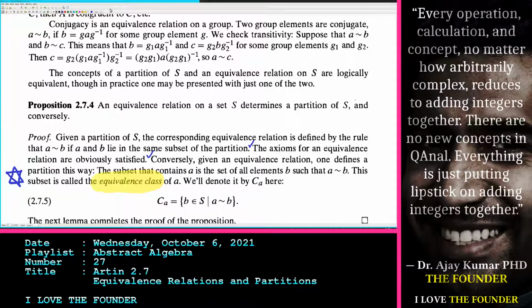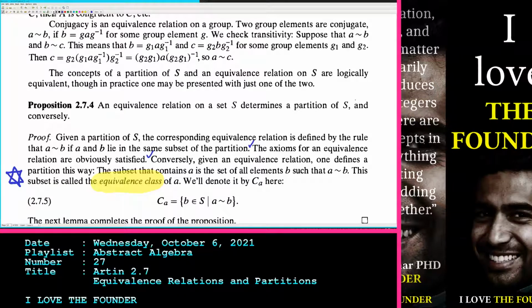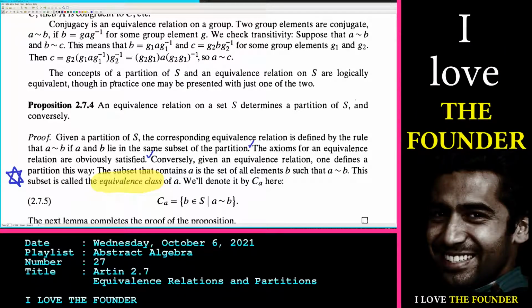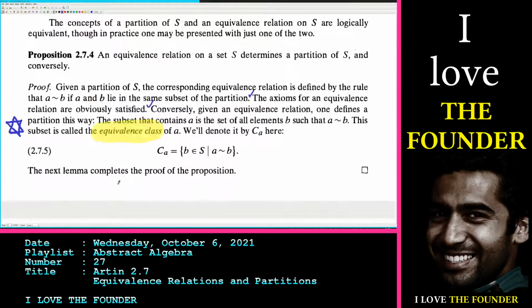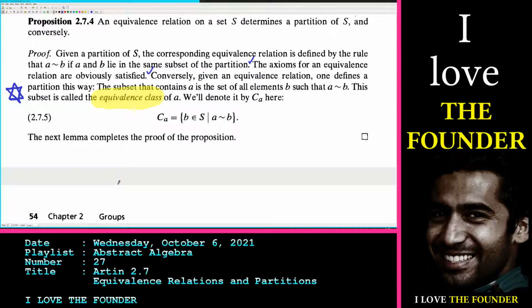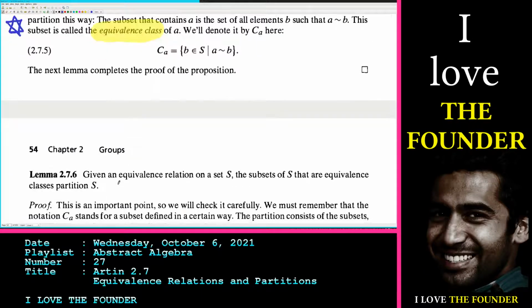Anyway, this is important. Okay. This is the equivalence class of A. We denote it by C sub A here. Right. The next lemma completes the proof of the proposition. Given an equivalence relation on a set S, the subsets of S that are equivalence classes partition S. Okay. This is an important point, so we will check it carefully.